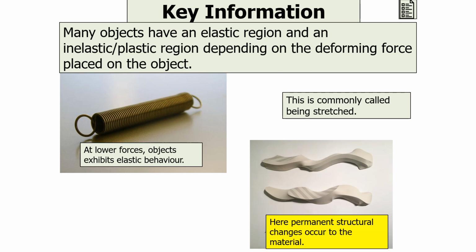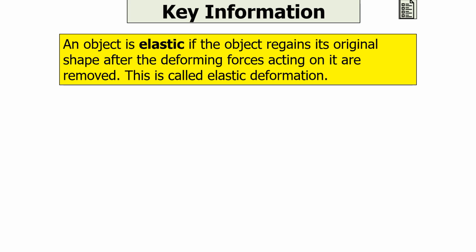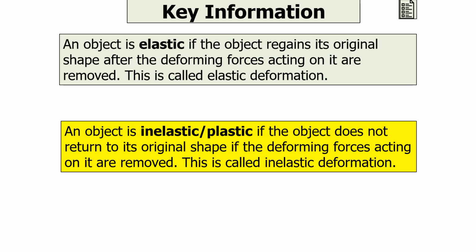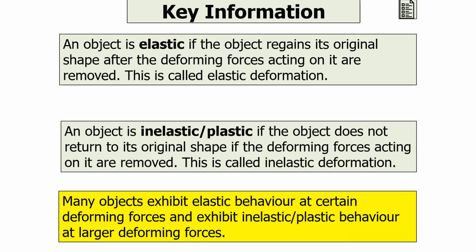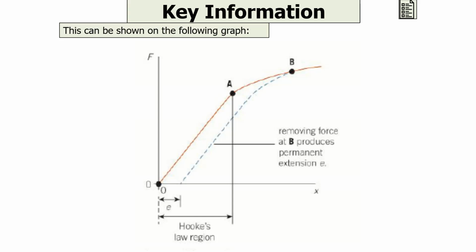So to clarify, an object is elastic if the object regains its original shape after the deforming forces acting on it are removed. This is elastic deformation. An object is inelastic or plastic if the object does not return to its original shape if the deforming forces acting on it are removed. This is inelastic deformation. And many objects exhibit elastic behaviour at certain deforming forces and exhibit inelastic or plastic behaviour at larger deforming forces. So this can be shown on the following graph, where you can see both your elastic region and your inelastic region.